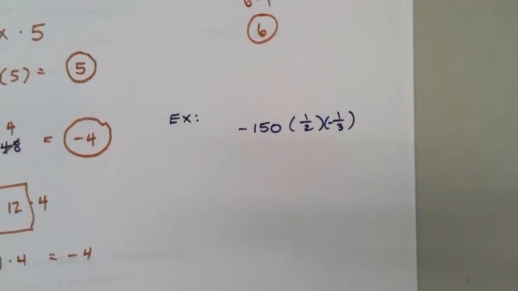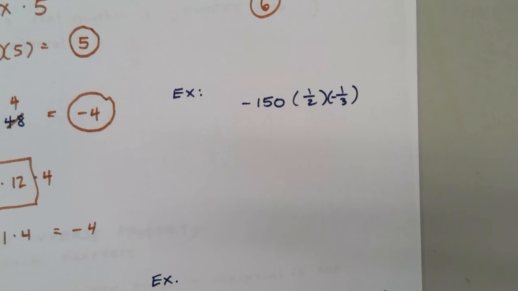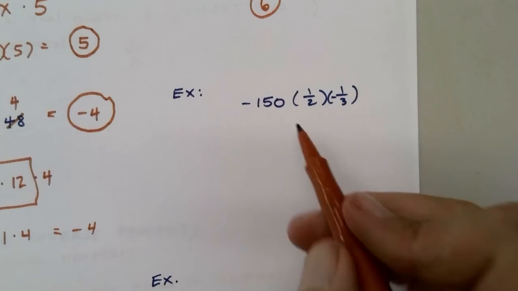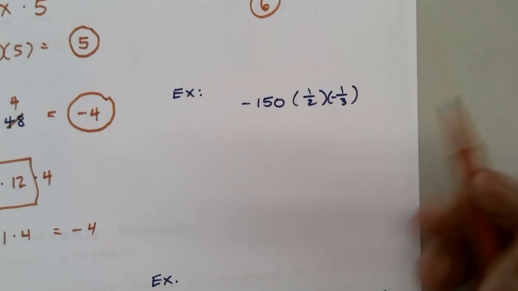All right, problem 4. Negative 150. I'm going through these fast. What I would suggest is after I read it, you pause it, do it on your own, and then see if you did it right. Negative 150 times 1/2 times negative 1/3.